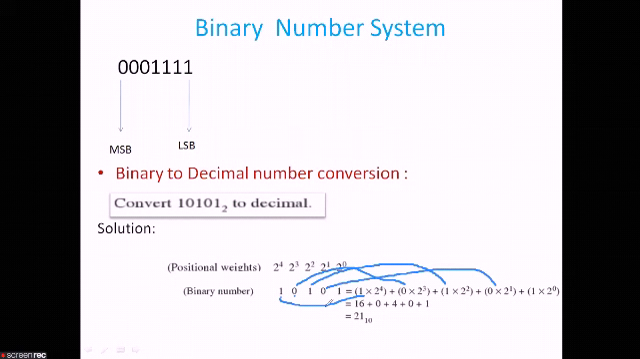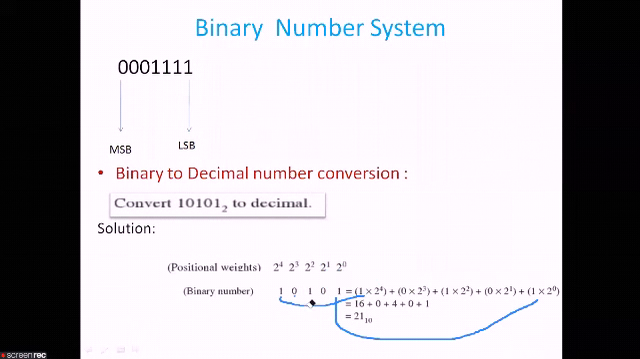And the left one is this one. This one is 1 into 2 to the power of 0. So ultimately we are getting the result like this. I hope you have understood it. Hope you have understood this one. So we are going to the next slide.